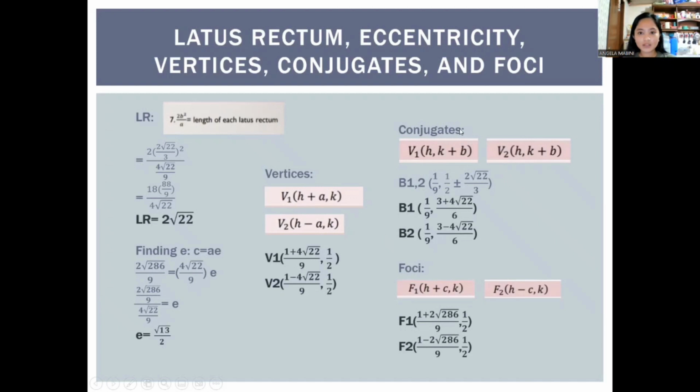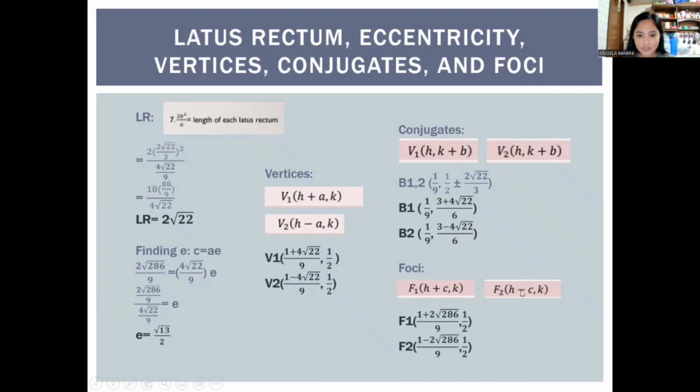And para makuha naman natin yung conjugates, ito yung representation according sa table. So substitute lang din natin yung value ni h, ni k, at yung value ni b na nakuha natin kanina, which will give us yung unang conjugate na 1 over 9, comma 3 plus 4 square root of 22 over 6. And yung pangalawang conjugate, which is 1 over 9, comma 3 minus 4 square root of 22 over 6.